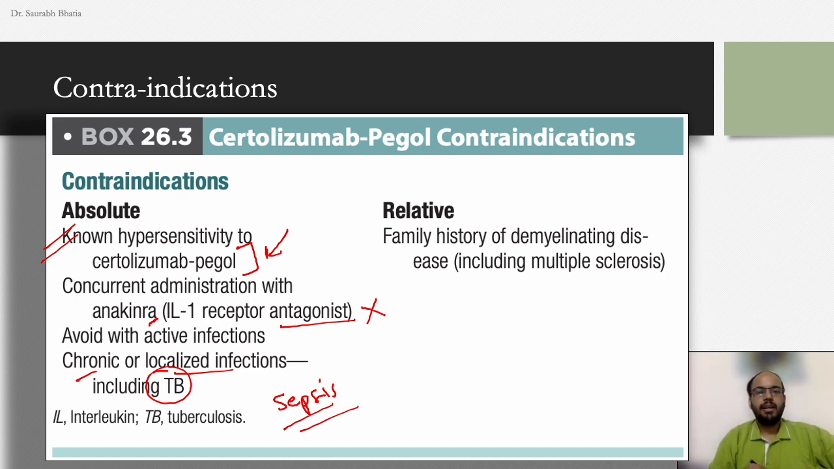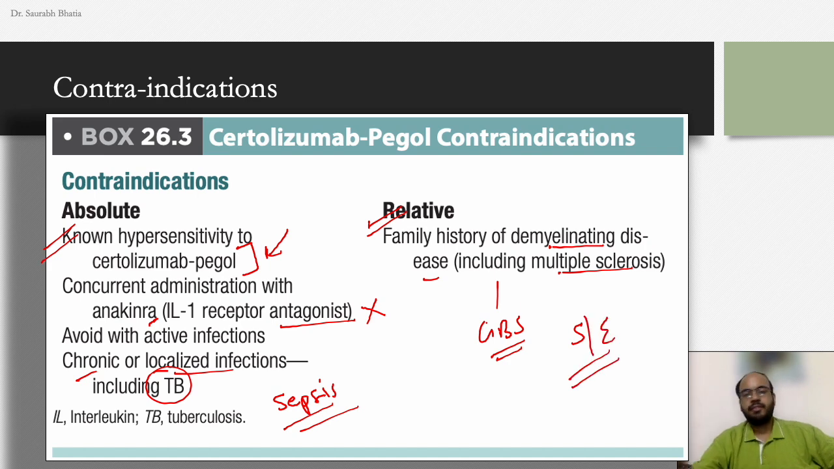Now, a relative contraindication is family history of demyelinating disorders, including multiple sclerosis or other disorders like Guillain-Barré syndrome. And it is also said that if a patient has a first degree relative with demyelinating disorders, it is better to avoid TNF-alpha inhibitors. Remember that this side effect is seen with all TNF-alpha inhibitors. So Adalimumab, infliximab, etanercept, all of these have this contraindication. So you are not supposed to use them in patients who have a family history of demyelinating disorders.